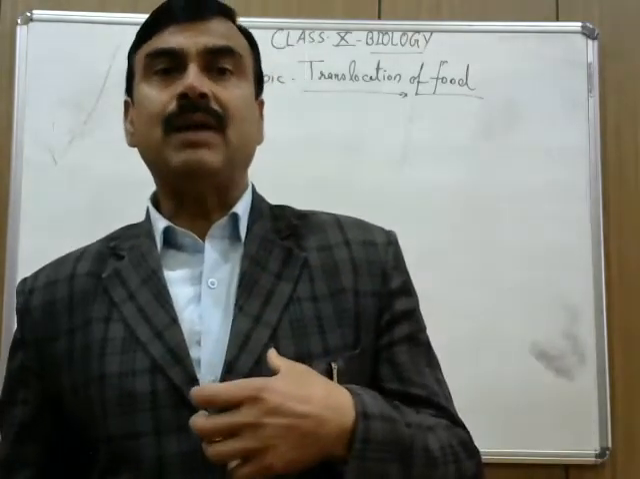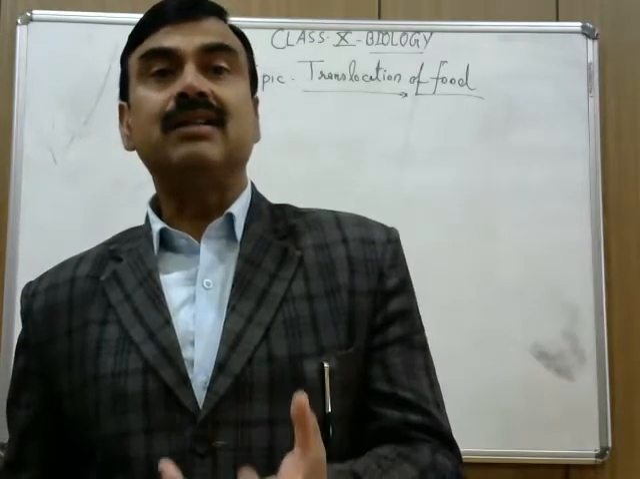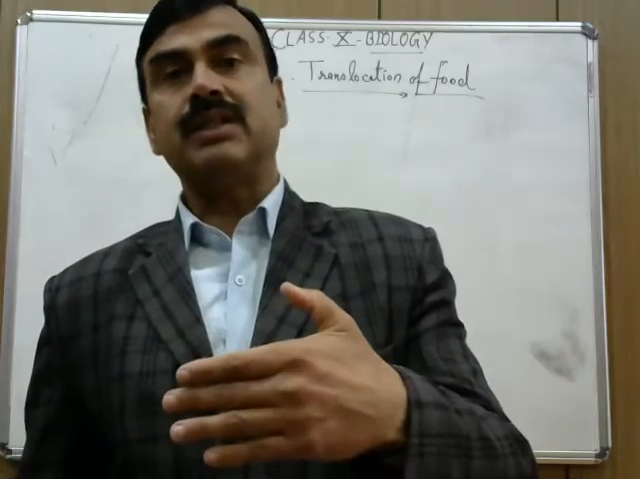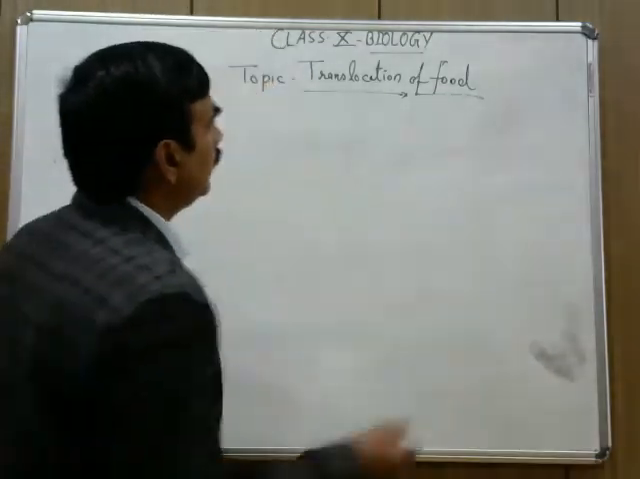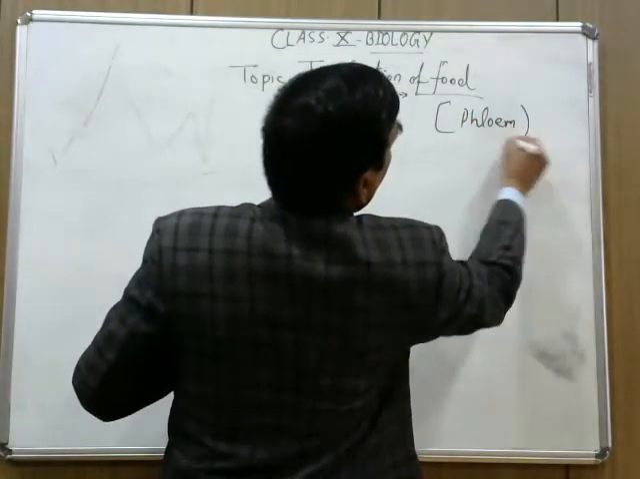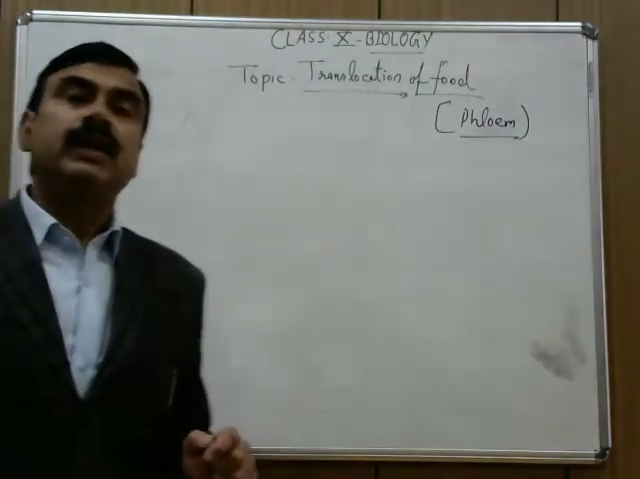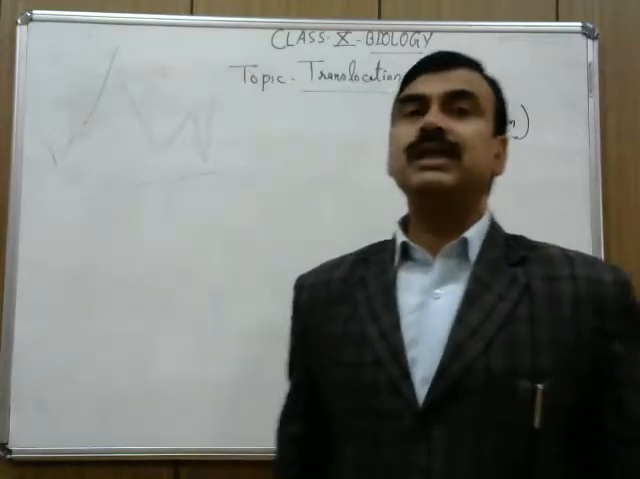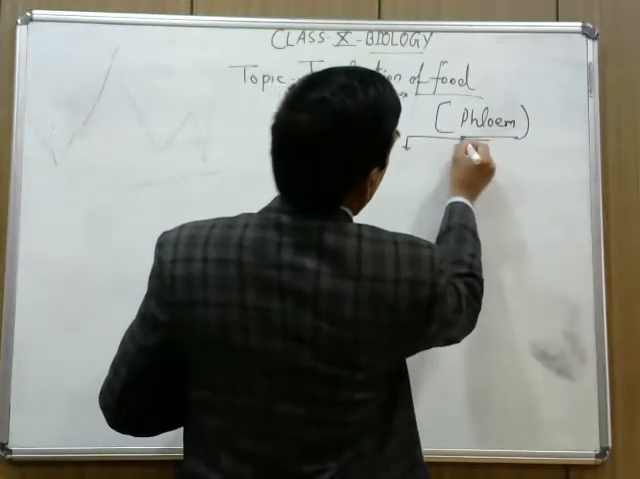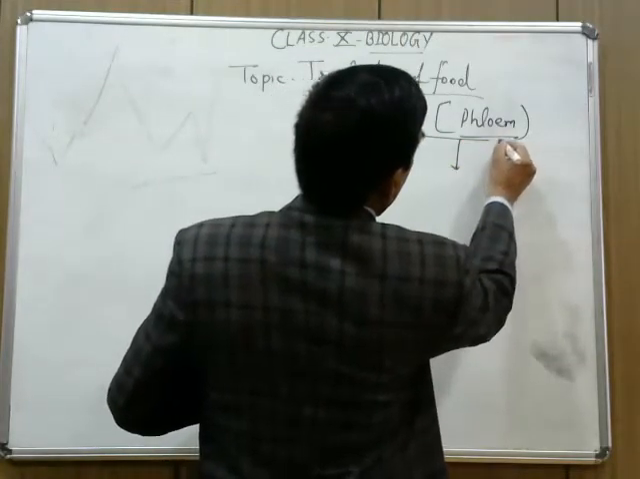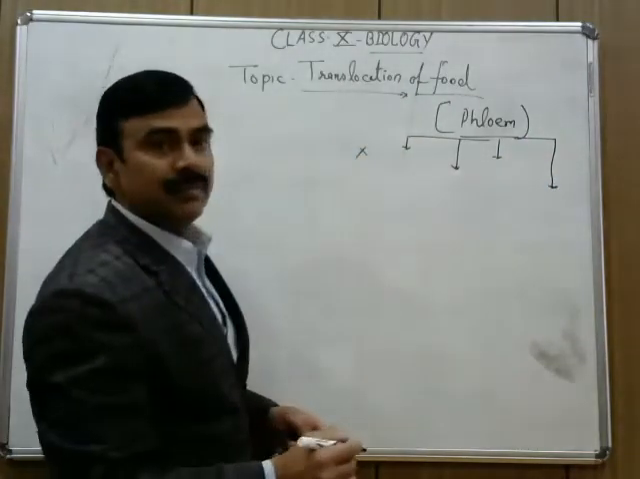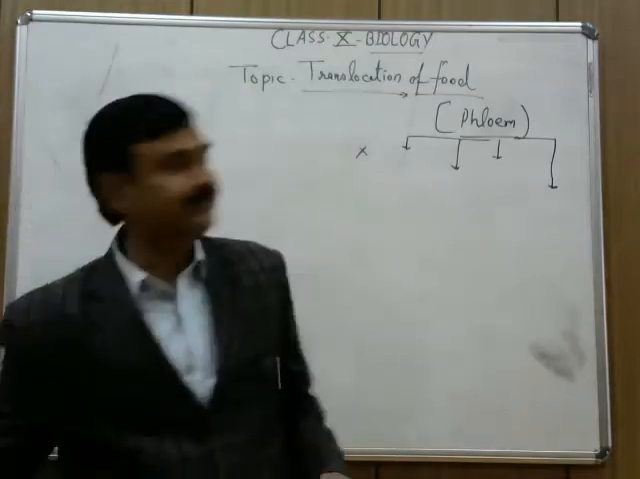So when we start the translocation of food in the plant, which is very, very important, before that explanation, you have to understand the conducting tissue. Once again, xylem was involved in the transportation of water and minerals, but on the other hand, phloem. Okay, so when we talk about the phloem, you have to see there are 4 elements in the phloem.